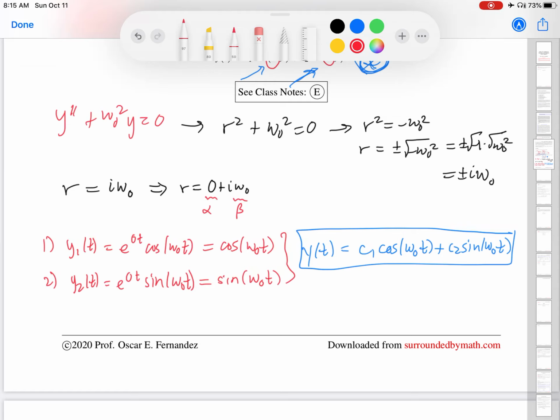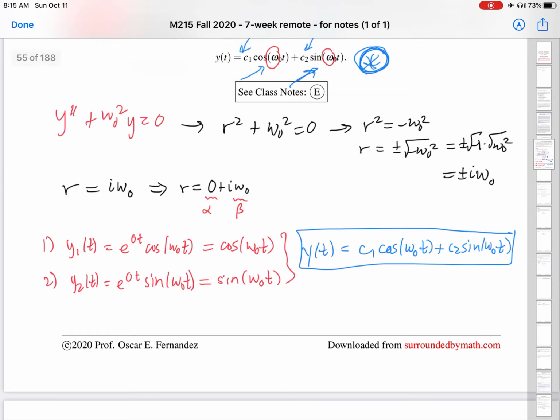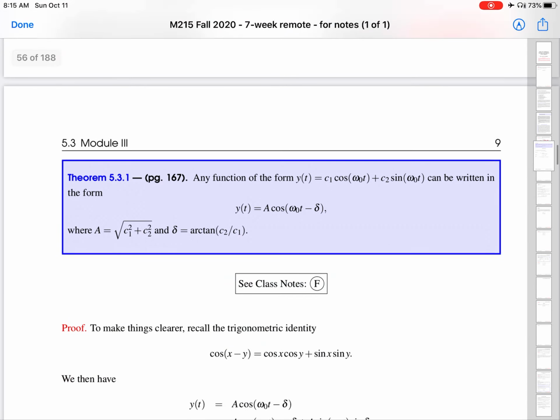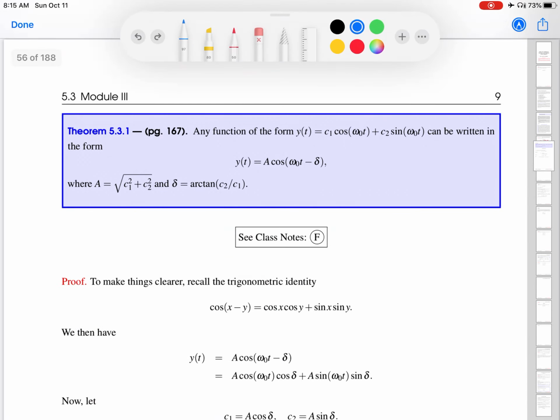I had mentioned in that video that the omega sub zero had come up as sort of abstract, out of the blue, when we introduced it, but now we see that it is the angular frequency of the motion. The thing is that it's a little hard to see that from this expression, because this expression is a linear combination of two sine and cosine functions. So what's really going on in this theorem is that it's trying to get this linear combination and collapse it into just one cosine function to make the interpretation easier.